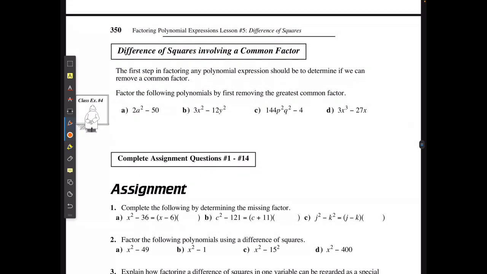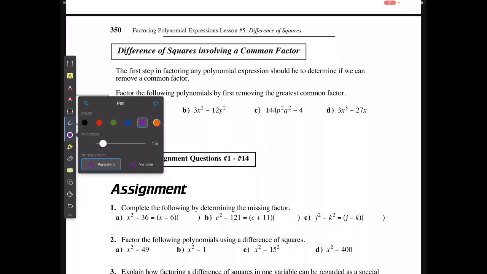Now, we need to remember the first step of factoring is we should always be checking for a common factor every single time. So, in these cases, I'm going to pull out a common factor because this is not a perfect square and this is not a perfect square. But when I pull out a common factor of 2, I'm left with a squared minus 25, and now they are a difference of squares. And I can say that's going to be 2 times a plus 5 and a minus 5.